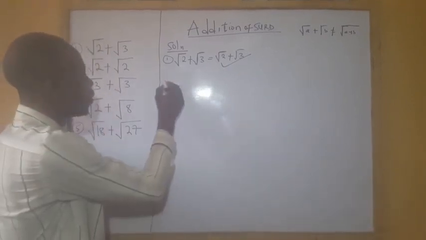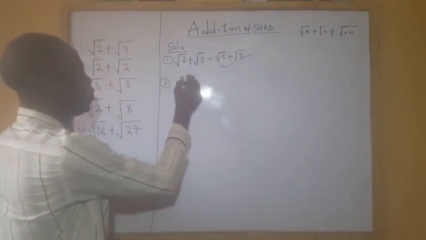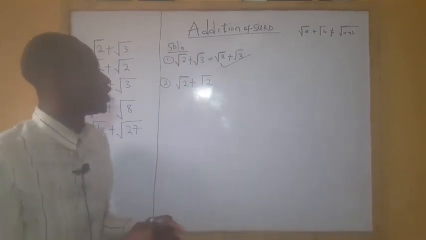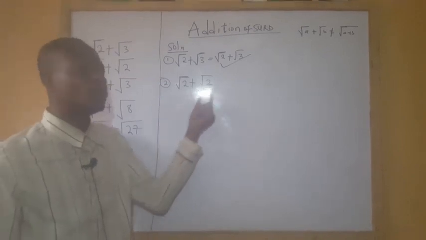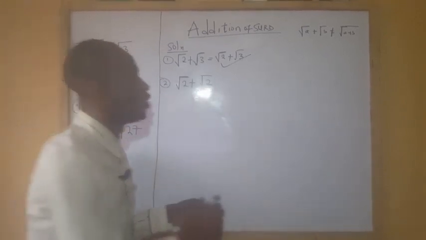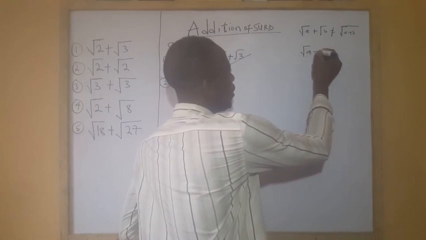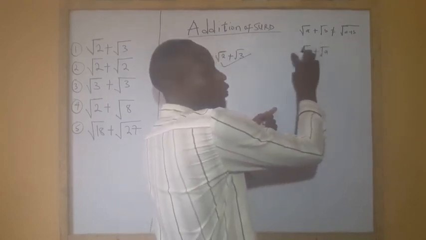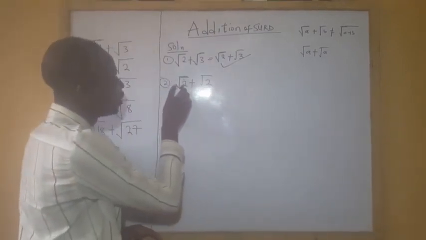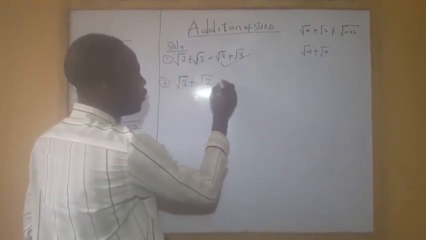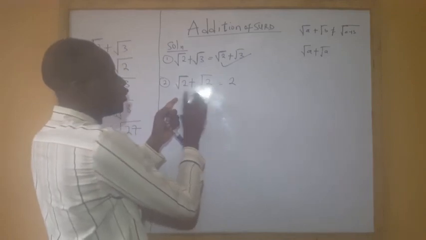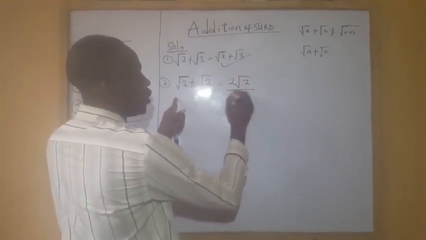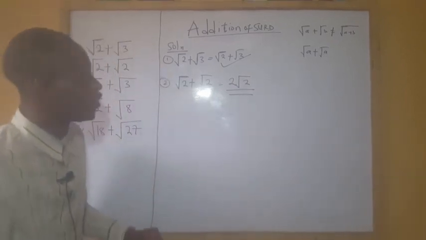Okay. Now the second question says root 2 plus root 2. Now this is quite different from this one. Here, they have the same root. So when they have the same root, the rule is if you have root A plus root A, we only take the coefficient of the root. The coefficients of this root are 1 and 1, and 1 plus 1 will give 2. Then you take one of the roots out, which is root 2. That's our final answer.